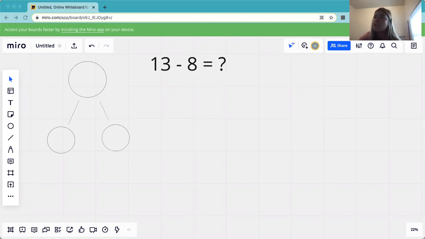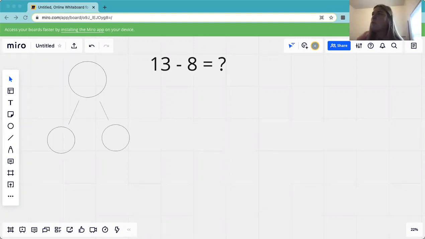And the problem says 13 minus 8 equals, we're trying to figure that out. So let's think about it. In this lesson, again, we are going to use addition to help us solve our subtraction problem.